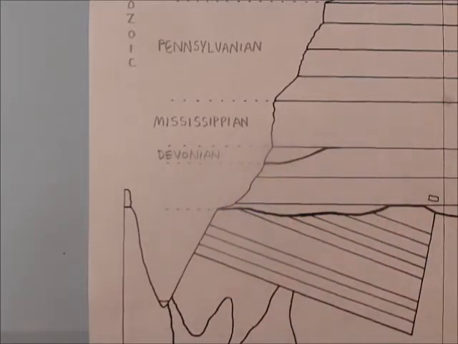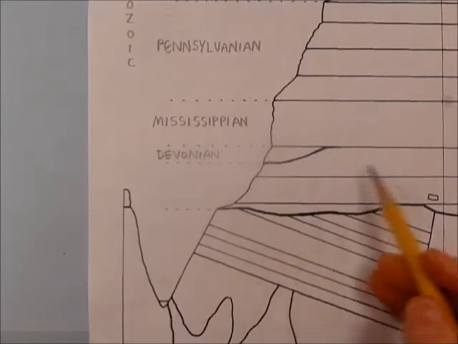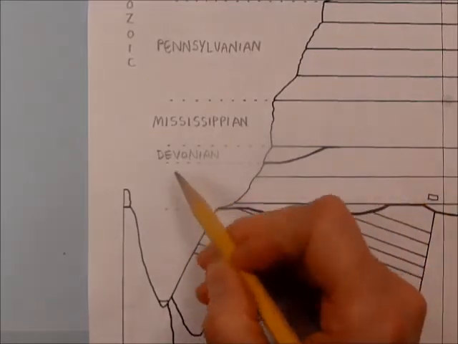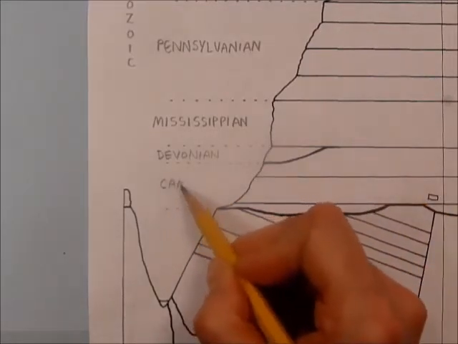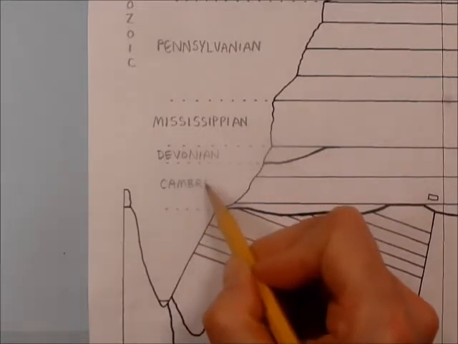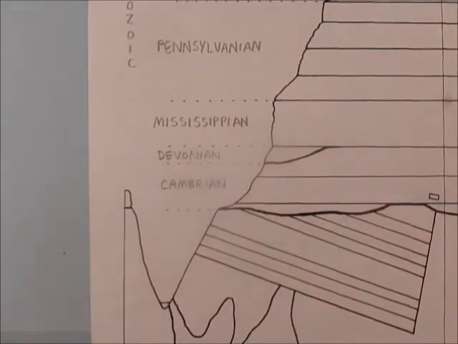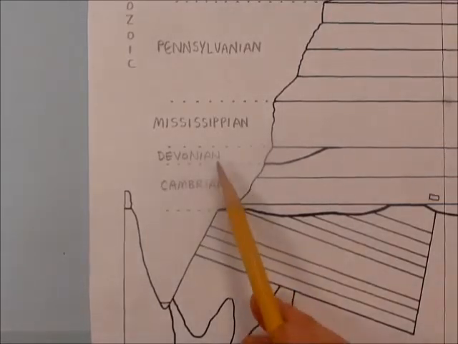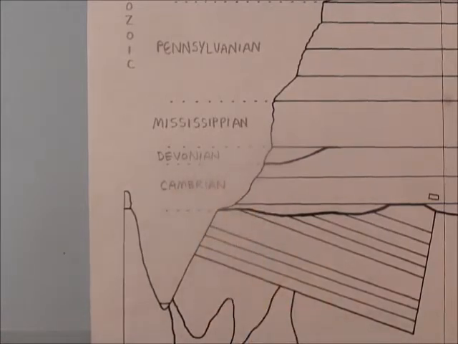Devonian. And then this section here is down to the Cambrian. Now, if you were expecting me to say Silurian or Ordovician, you would have been right, because we have two layers missing. Between here and here, we have no Silurian and no Ordovician.